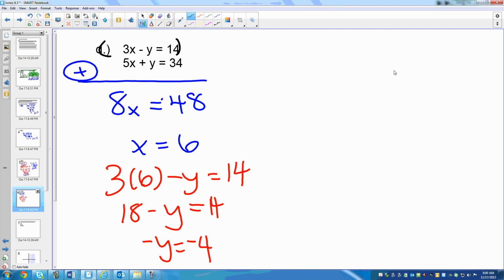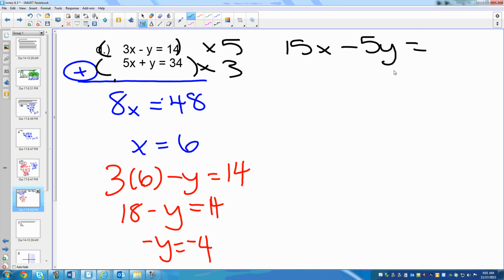So lowest common multiple is 15, so I'm going to multiply this top equation by 5 and this bottom equation by 3. Why? Because 3 times 5 will give me 15x, and 5 times 3 will give me 15x as well. So in this case, 5 times 3 is 15x. 5 times negative 1 is negative 5y. And 5 times 14 is 70. So it's equal to 70. Okay, so that's that top equation.